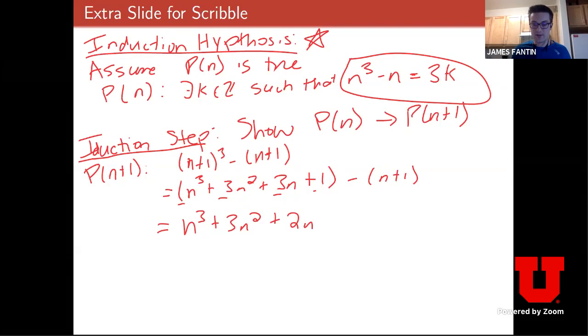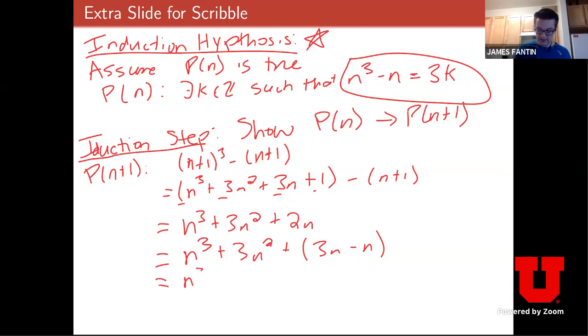Separate 2n into 3n minus n. Yes, that is the perfect next step, what David said in chat. And that's a great observation. 2n is really 3n minus n. And now we can reassociate these values. So we bring n cubed minus n, and then we've got plus 3n squared plus 3n.